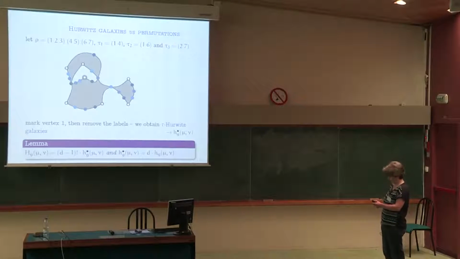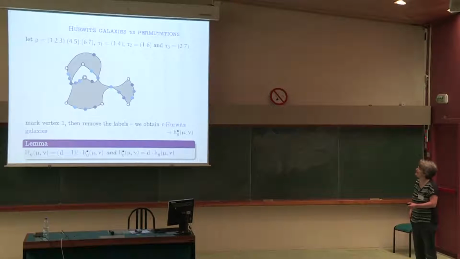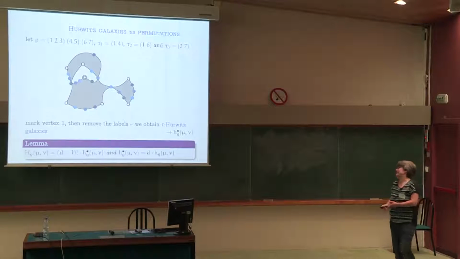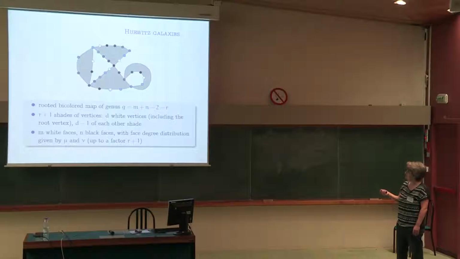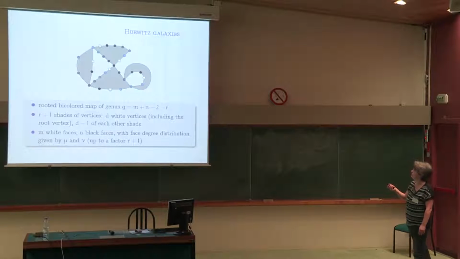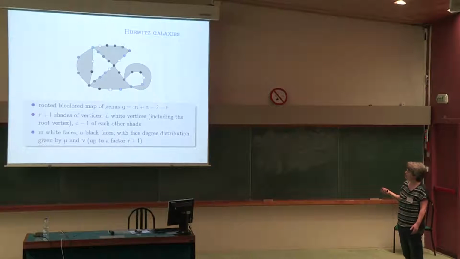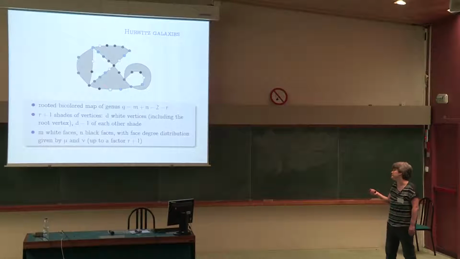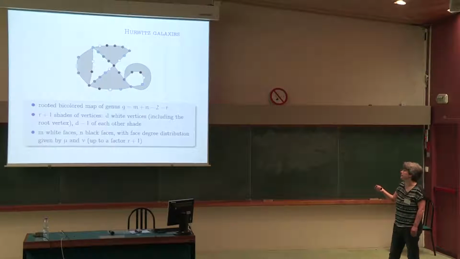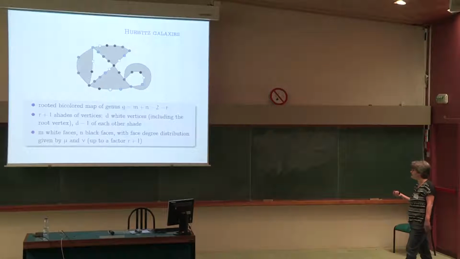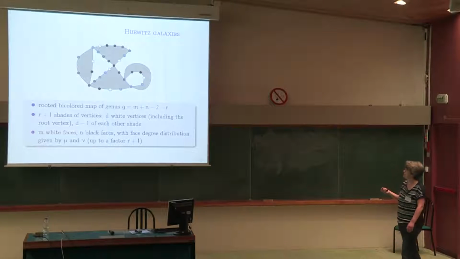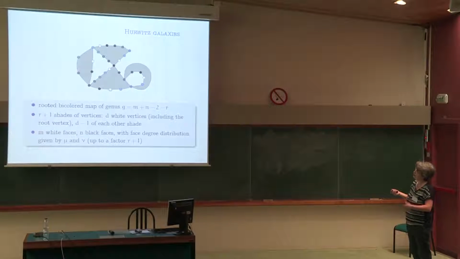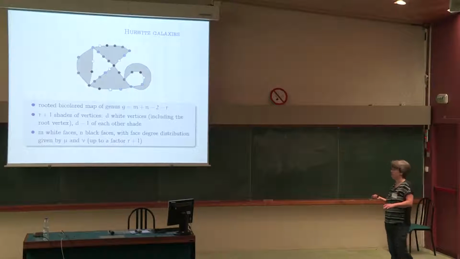And so actually, what we have to count is this kind of objects. I call them orbit galaxies. They are bicolor maps with 4 plus 1 shades of vertices that are in a precise order along each face. I pick one white vertex to be the root vertex of the map. I have a precise number of white vertices and other shades of vertices.